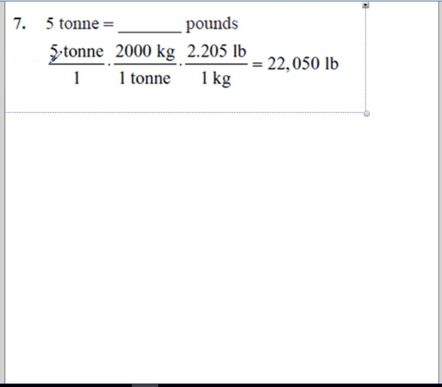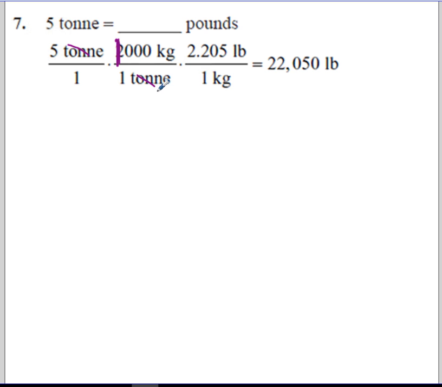Here we have ton going to pounds. And so let's look at this. So we have 5 tons, and they're saying that there's 2,000 kilograms in 1 ton, and then 2.205 pounds in 1 kilogram. Okay, so let's look at this. This is TONNE, so this is a metric ton, and that's equivalent to 1,000 kilograms. It's 2,000 pounds in a US ton. So they mixed up that measurement.